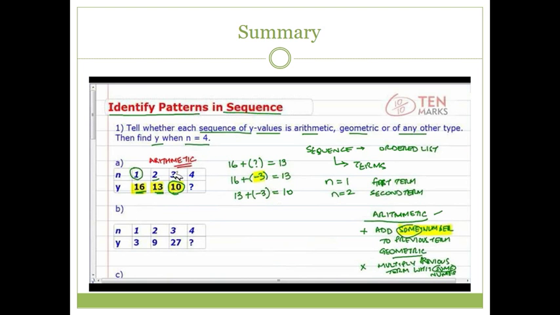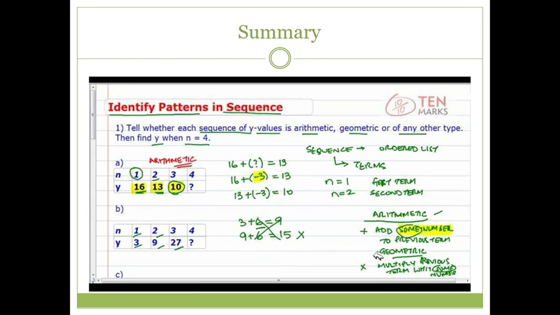Now let's try the second one. The first term is 3. Second term is 9. So what have I done to 3 to get to 9? I have added 6. So this could be an arithmetic sequence where I add 6. Now let's take the next term. From 9, I should have added 6 to get 15. But that is not true because the next term is 27. So we know this is not an arithmetic sequence.